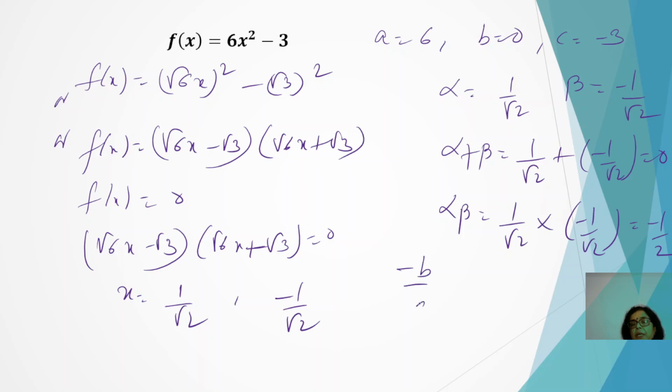Now minus b upon a. B is 0. So this becomes minus 0 upon 6, that is 0. And c upon a, that is minus 3 upon 6, that is minus half. So here also the relation has been justified. So the relationship between the zeros and the coefficients has been justified in this case also.